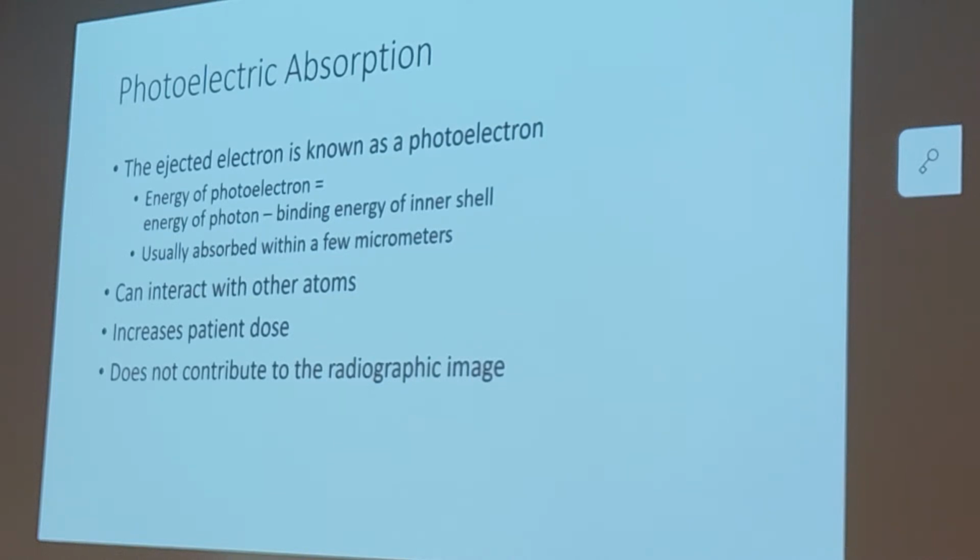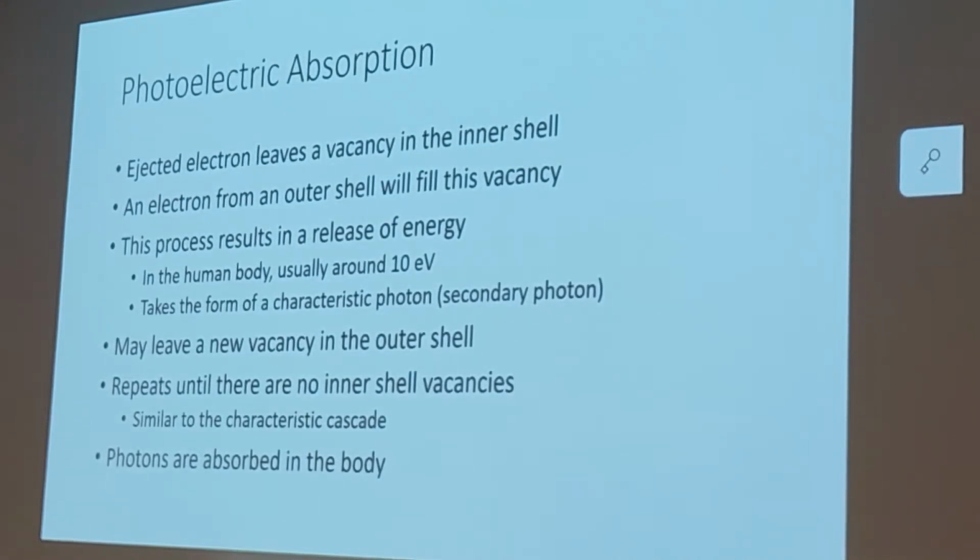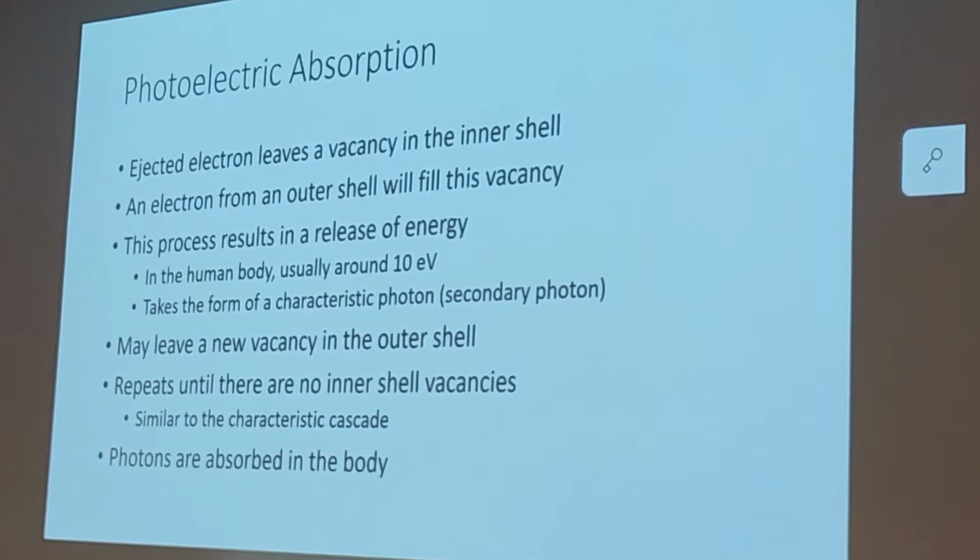But with this, since it's between 20 to 120 kVp, it has enough energy to knock out those orbital electrons, correct? Okay. So on to the next slide. The ejected electron leaves a vacancy in the inner shell, right? So what usually happens? The cascade effect. Now, where does the cascade effect happen? In the tube.